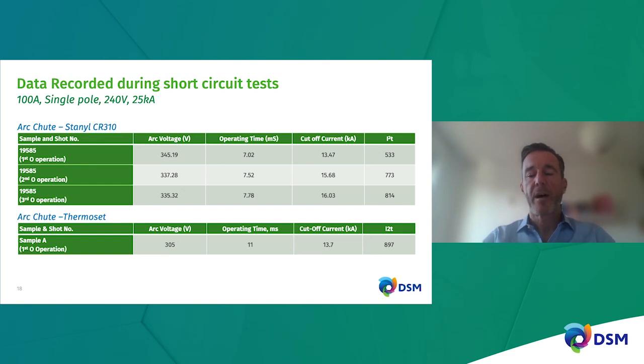Also on the complete right-hand column, in the last column, you see I to the power of 2 times T, so the dissipated energy. You see that with 533, this is much lower than the one with the thermoset of 897. So also in the second and third operation, you see that the arc voltage is still higher and the dissipated energy is still lower.